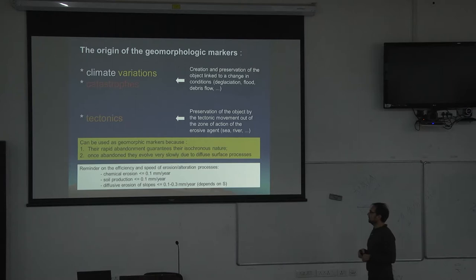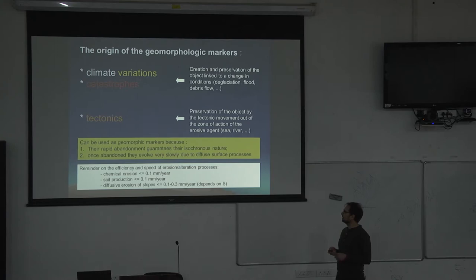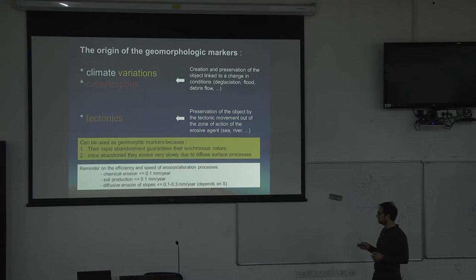So if you have a marker which is, let's say, early Holocene, 10,000 years old, it means that the evolution of your surface over that time will be less than 1 meter. So you can almost consider that your marker, your surface, is not evolving and preserves the deformation like a passive marker.